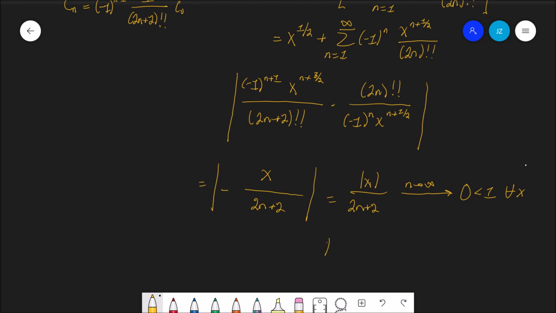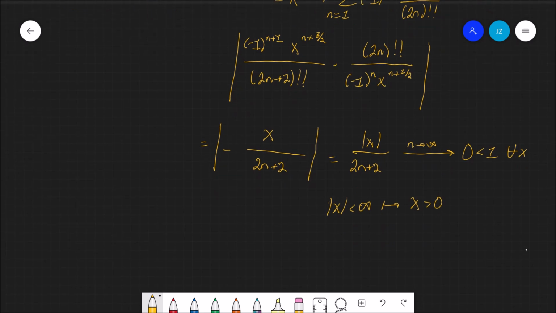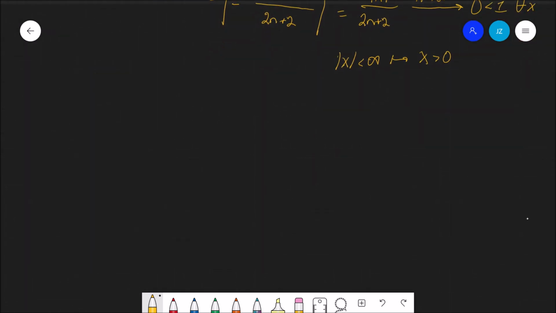So we'd have a radius of convergence, absolute value of x less than infinity. Once again, though, x has to be greater than 0. And so we say x is greater than 0. Now that we have our two solutions, we can write our general solution.